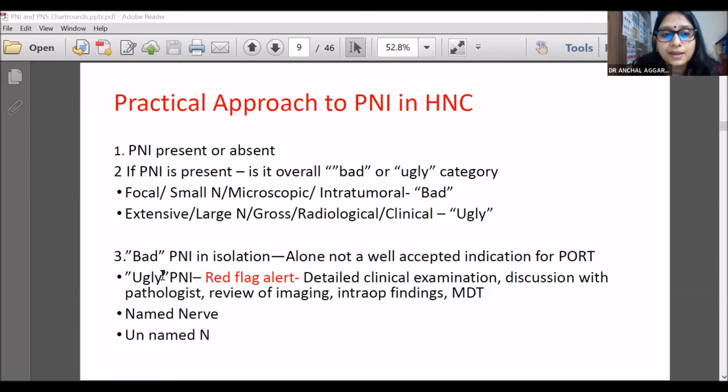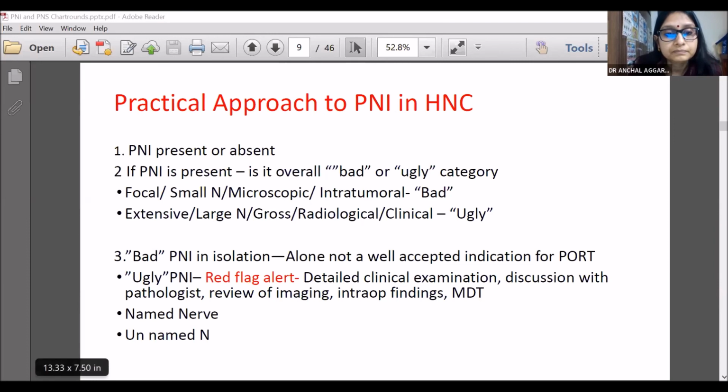If it is an ugly PNI alone, then detailed clinical examination is required, then discussion with the pathologist to find out if it is extensive, if it is gross, if margins of the nerve are positive. Then we review the pre-op as well as post-op MRI, intra-op findings, and after discussion in the multidisciplinary tumor board, we say whether we should take this patient up for radiotherapy or not. As of now, it is a relative indication, but we decide on the basis of all these factors.